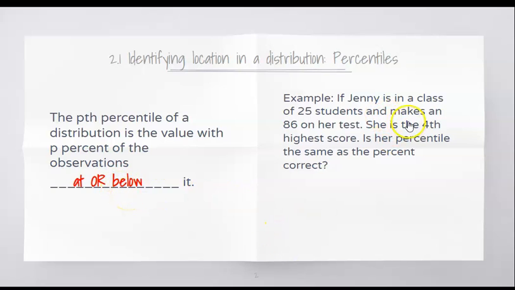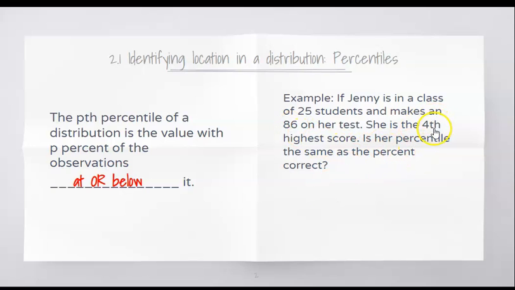So, for example, if Jenny's in a class of 25 students and she makes an 86 on her test, she's the 4th highest score. Is her percentile the same as the percent correct? Well, she made 86% correct. Let's see what her percentile is.